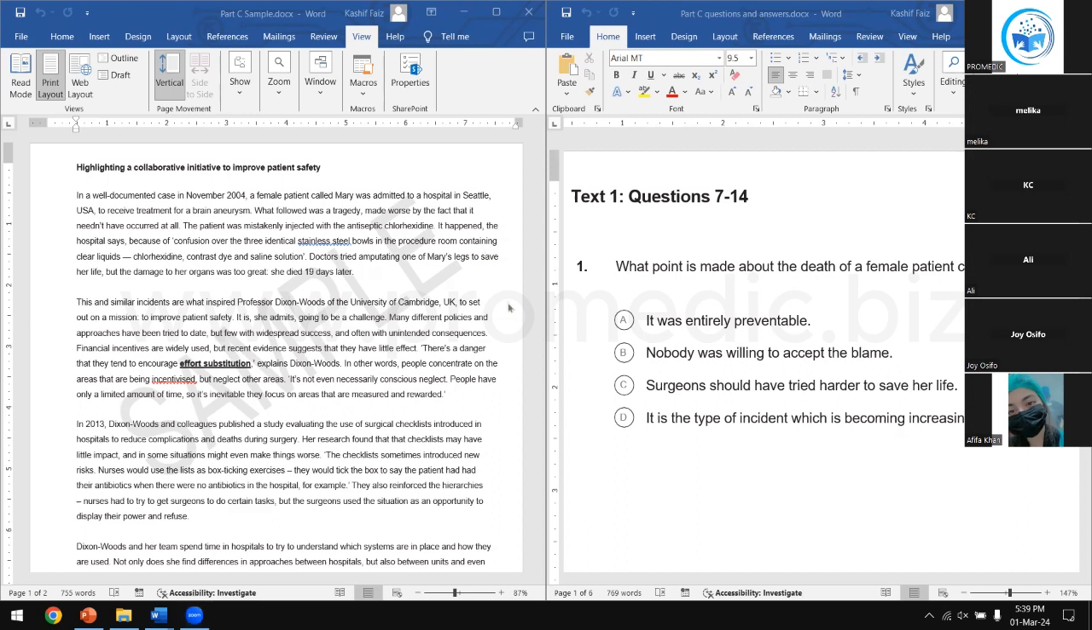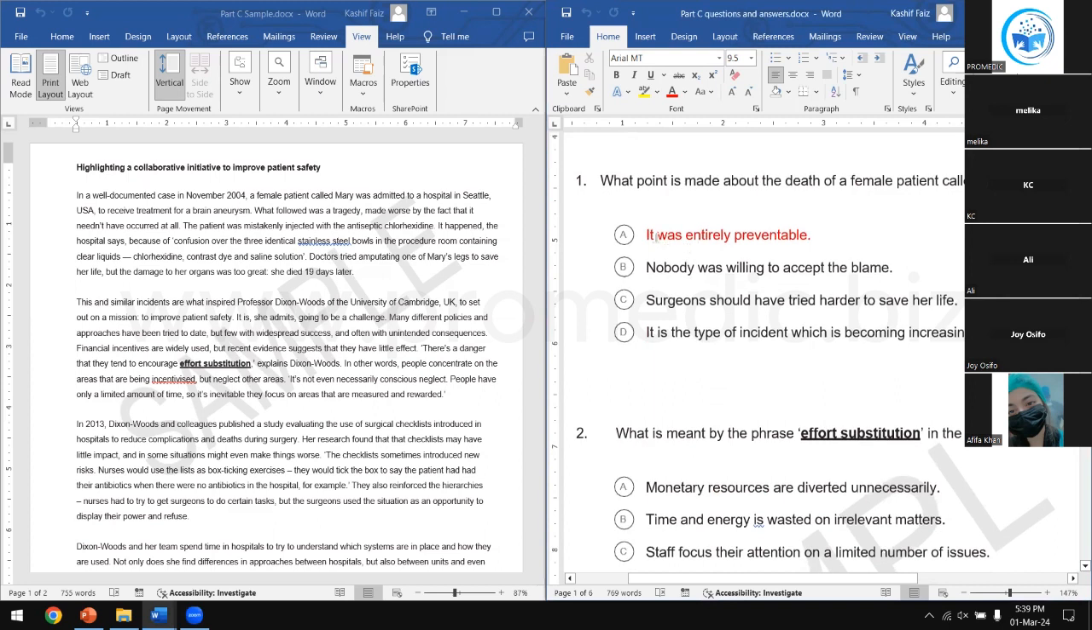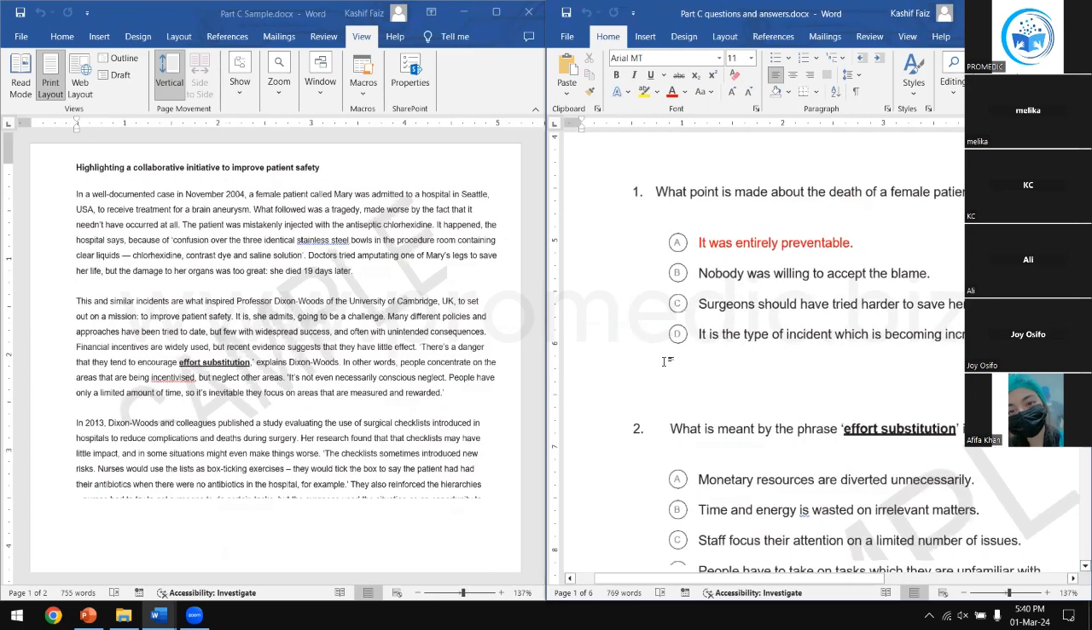Okay, there are four A's, yes, D, A. So there is one person with D and a lot of other people with A. Yes, it was entirely preventable. Absolutely correct. How come you know that? It's in here: because of confusion of three identical stainless steel bowls. Okay, absolutely perfect. You guys are going good.